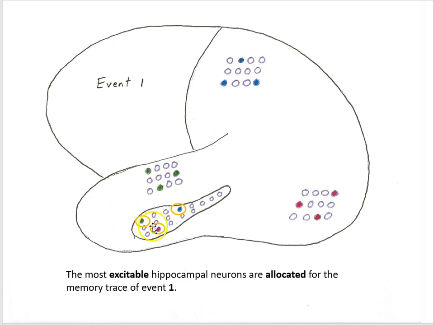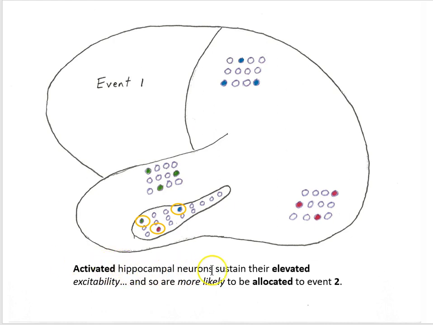Now, because these hippocampal neurons have just been activated in forming the memory trace for event 1, they remain in an excited state. And this means they're going to be preferentially allocated for the next event as well. So activated hippocampal neurons sustain their elevated excitability and so are more likely to be allocated to event number 2.